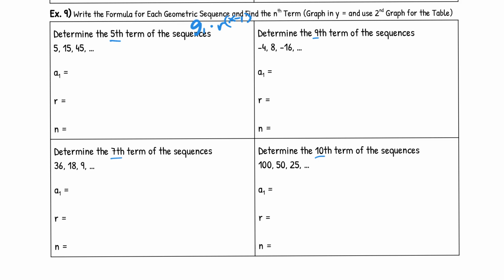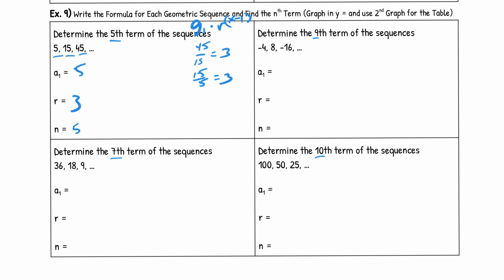All right, so we'll do the first one together. This one's 5, 15, 45. We do our reverse, our backwards division. 45 over 15 is 3, and 15 over 5 is 3. That tells us our ratio is 3. Our first term is 5, and we are looking for the 5th term.